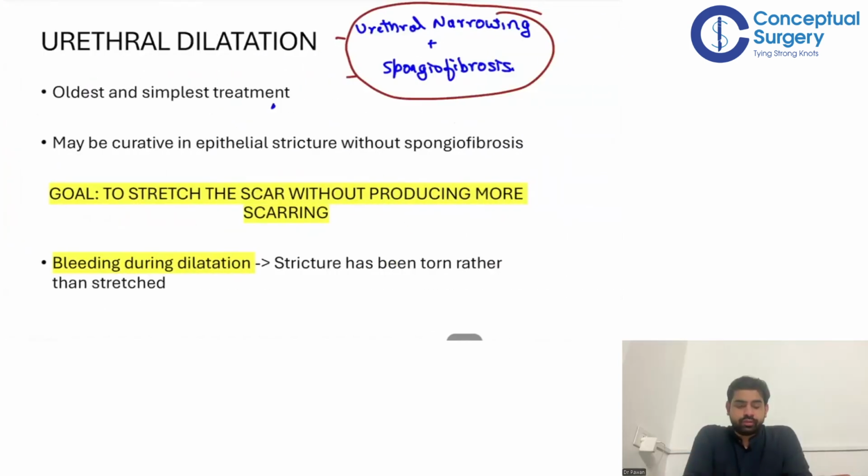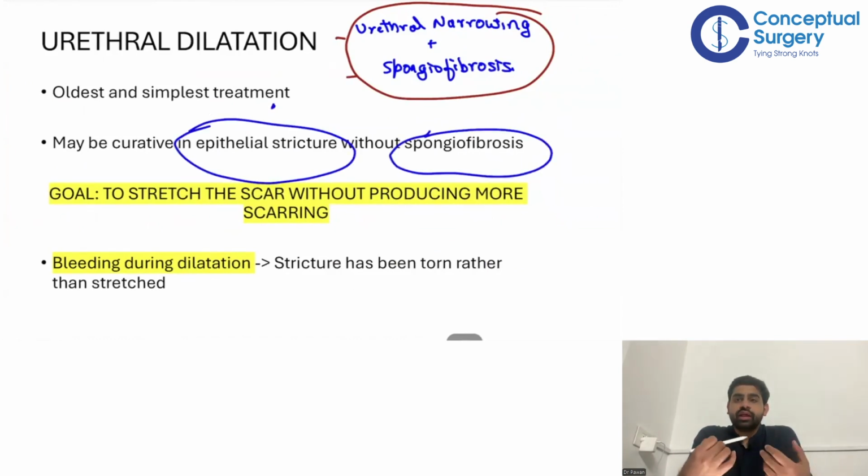So this is the oldest and the simplest treatment. It may be curative for the epithelial strictures without the spongiofibrosis. So in those patients in whom the spongiofibrosis is not very much, if you just do a urethral dilation, maybe that is going to help the patients on a long-term basis. But in those patients in whom the spongiofibrosis is quite severe, urethral dilation is not going to be used. Are you understanding my point? For the time being, it will give some relief to the patient, but there will be a very, very high rate of recurrence of the urethral stricture. Okay, got it? Yes, sir.